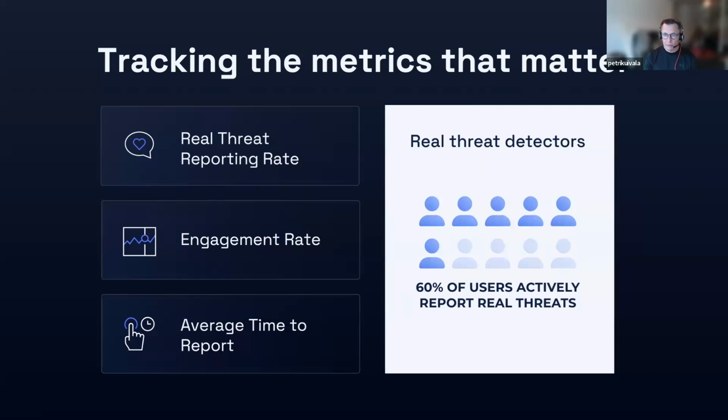Then the one in the middle, engagement rate. If you are capable of getting where the previous slide showed you, that more than 80% of people are really engaged, that obviously increases your probability of people reporting quickly, even faster than the 55 seconds. So the larger your crowd is, the better your crowdsourced engine obviously is.